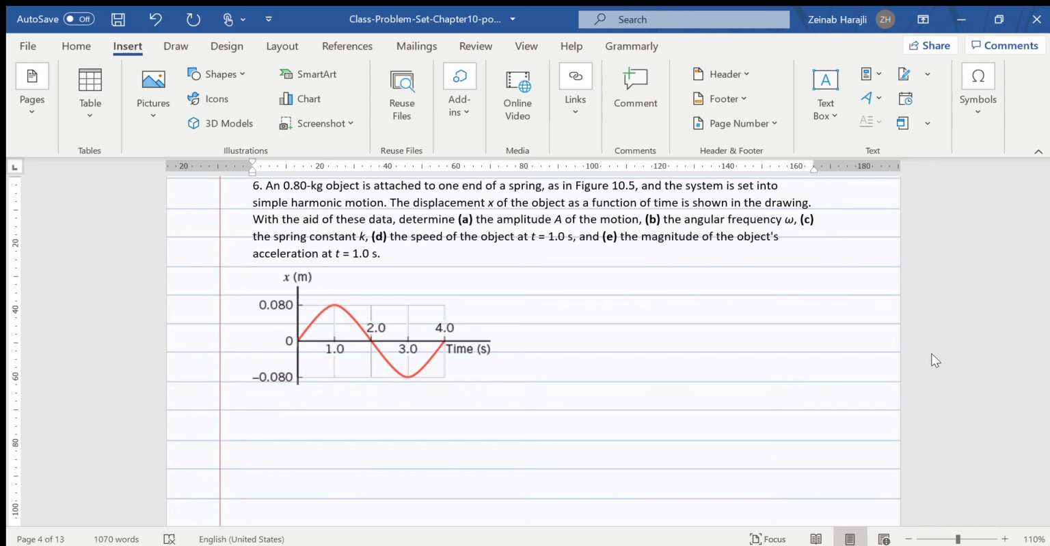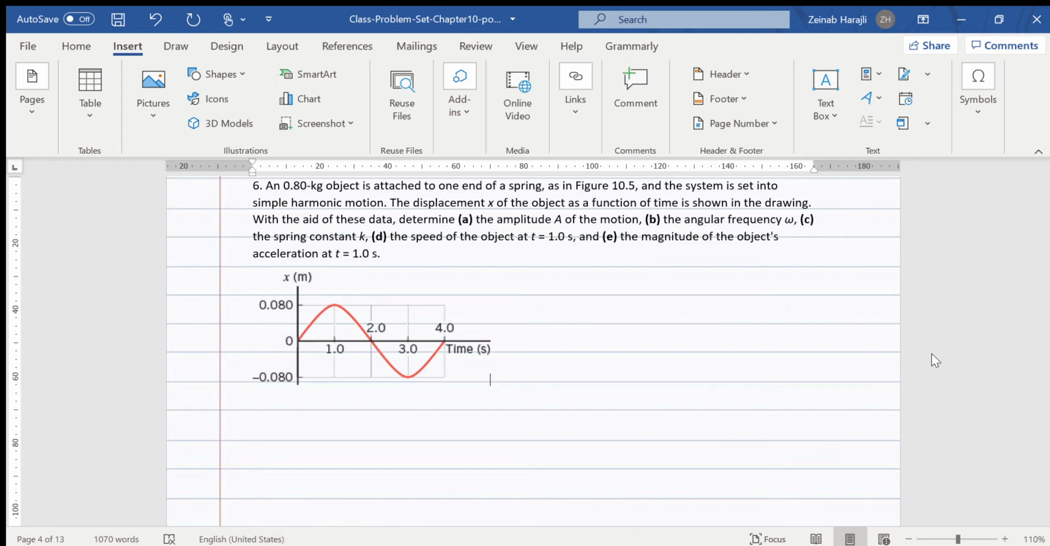In this question, we have a 0.8 kilogram object attached to one end of a spring, and the system is set in simple harmonic motion, and we can see a graph of the displacement x of the object as a function of time. Using this graph, we want to find first the amplitude of the motion, the angular frequency omega, and the spring constant k, the speed of the object at t equals 1 second, and the magnitude of the object's acceleration at t equals 1 second as well.